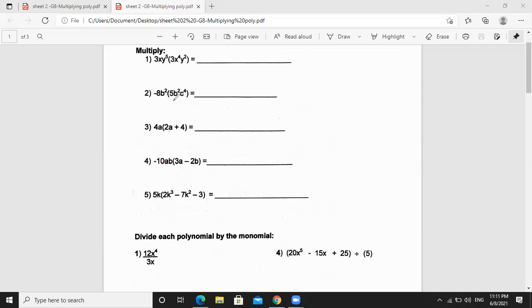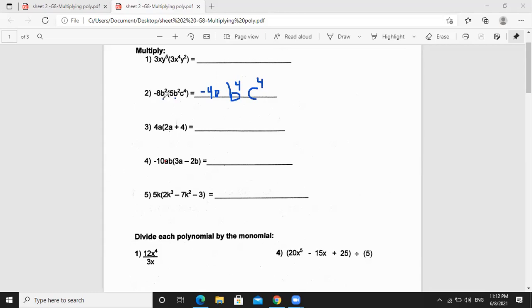Then negative 8 times 5 will be negative 40. Then b power 2 and b power 2. We will put b and b, they are like terms, right? Then once we have like terms, we will add the exponents, 2 plus 2, which equals 4. And c power 2, I don't have any like term, so we are going to keep it the same. So it will be c power 2.